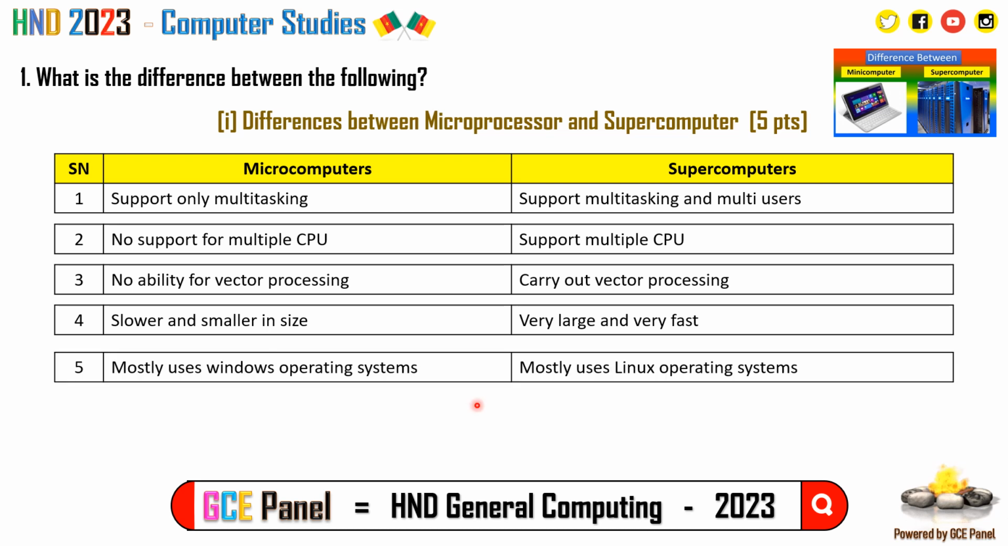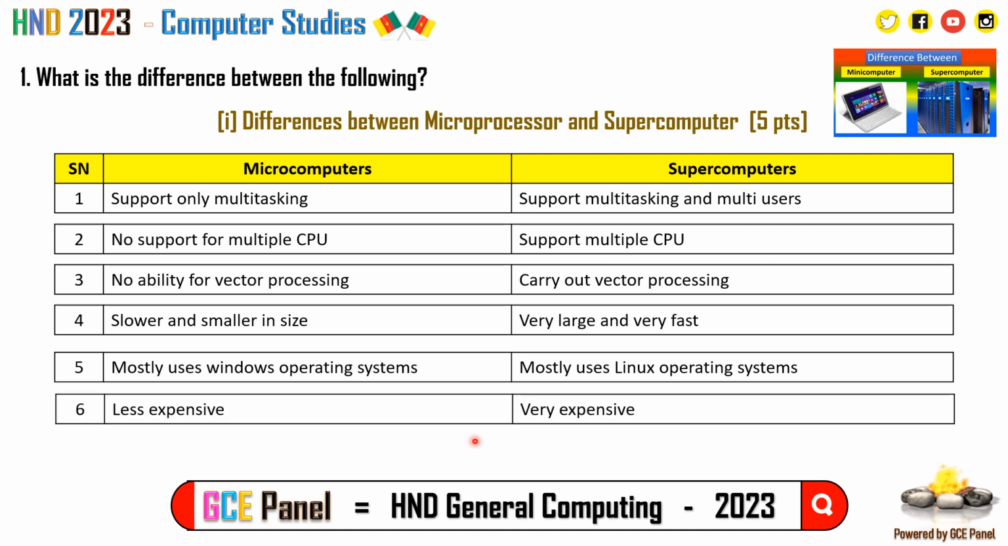Fifth, microcomputers mostly use Windows operating systems. Supercomputers mostly use Linux operating systems. Sixth difference, microcomputers are less expensive. Supercomputers are very expensive.